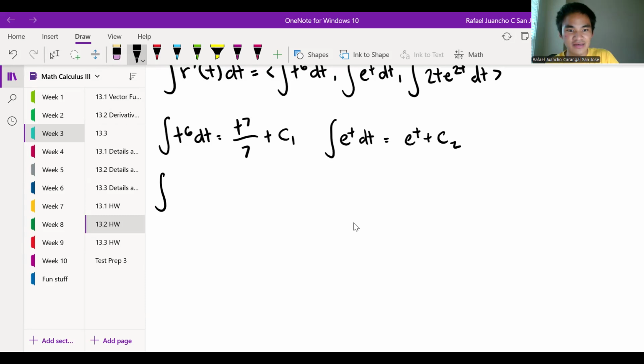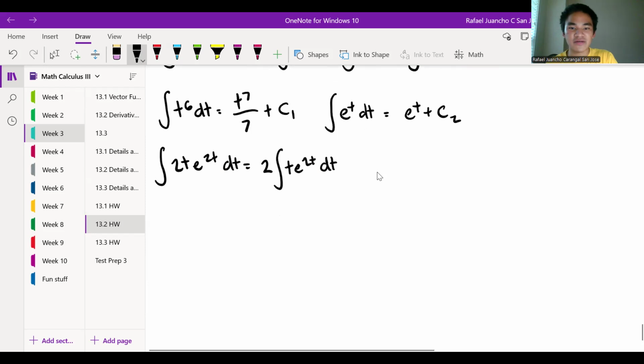And lastly, now this is the hard part. When we integrate this thing, first thing we can think of is putting the 2 at the front of the integral. So I'm not going to worry about it. I'll just put it beside the integral. Now this is what I have to worry about: e to the 2t dt. So how do I integrate that?